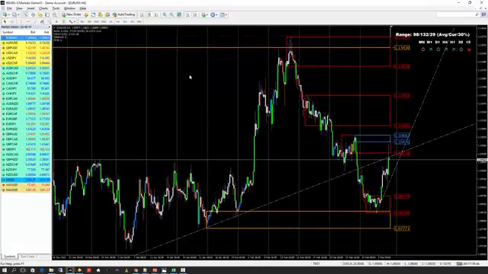And so the bias that we can see here is that we're currently reacting on weekly demand. So we have weekly demand in control at the moment. Just be mindful of the fact that weekly demand is stronger than daily demand, which is stronger than 4-hour demand. So until price manages to move through this area of weekly demand, this weekly demand is currently driving price. So we'll probably see price continue higher if this theory holds. But that's what it looks like.